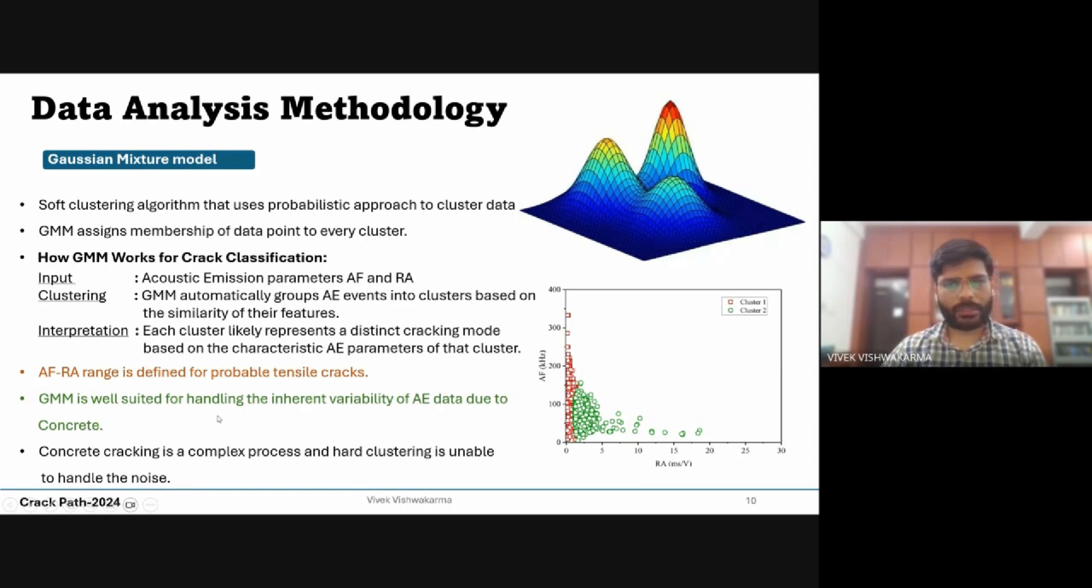Why I am using GMM? Because concrete is a highly non-linear material. Cracking in concrete is also highly non-linear, and acoustic emission data is stochastic in nature. By the looks of it, you cannot find it. You have to perform some signal processing techniques to get out some meaningful results.